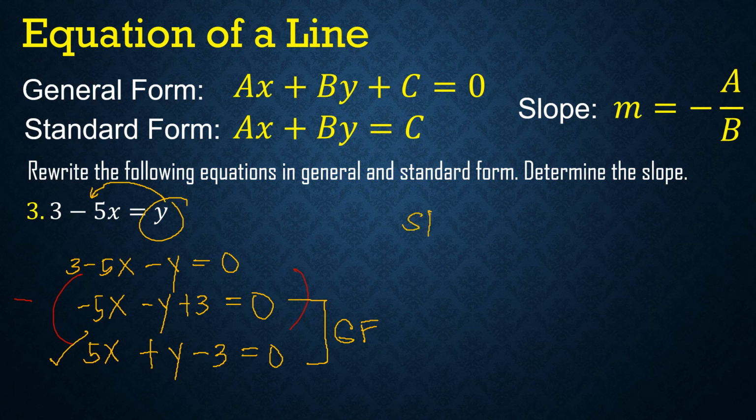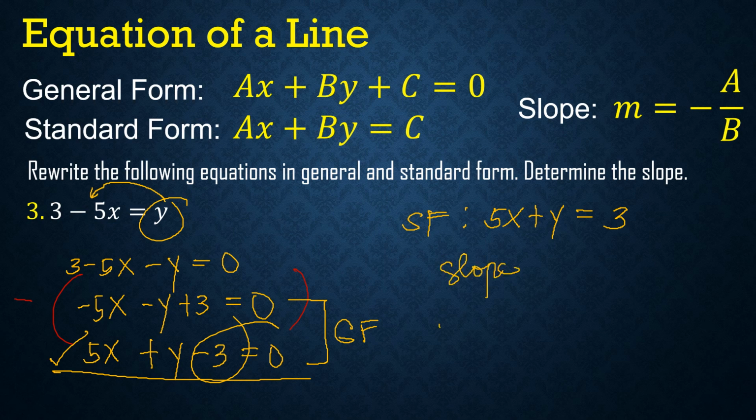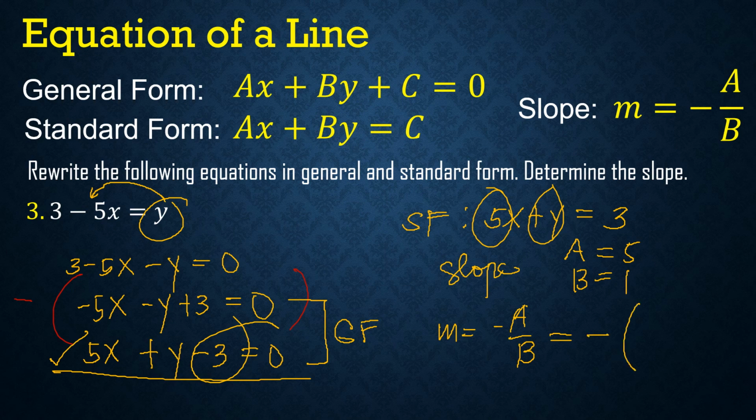Now in the standard form of that, we may choose 5x plus y minus 3 is equal to 0. So ang mangyayari, yung negative 3 na yan, lipat lang natin. So that will be equals to 3. The slope m is equal to negative a over b. Makikita natin dito pa lang, a is 5, b is 1. The answer will now be, okay, substitute, slope is negative 5.